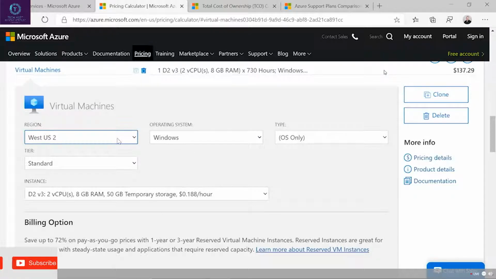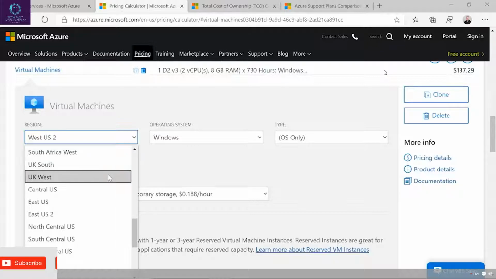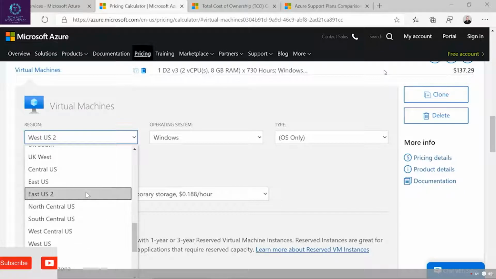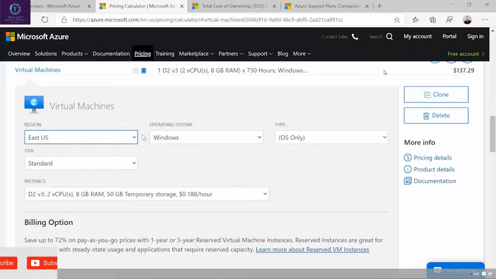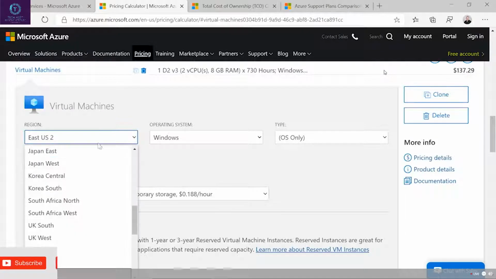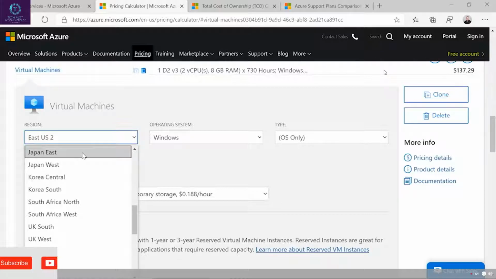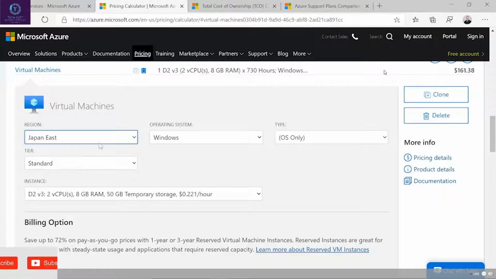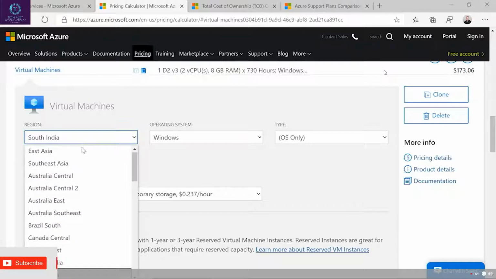So even in the US, I don't know, Garrett, pick a region for me. Let's go East US. East US is 137. East 2, also 137. Let's go Japanese. Let's go to the Far East. 161 for that same VM. Let's go to India. 173. So different locations in different regions.